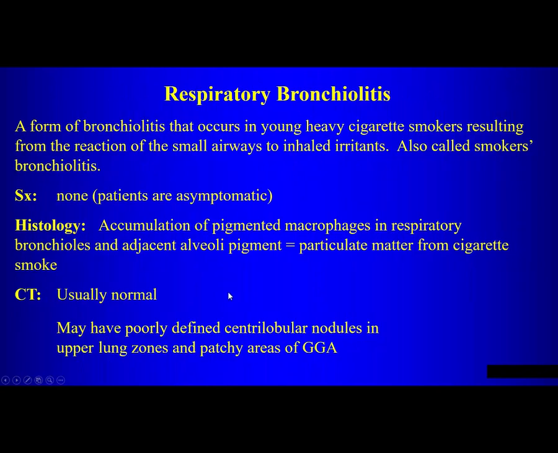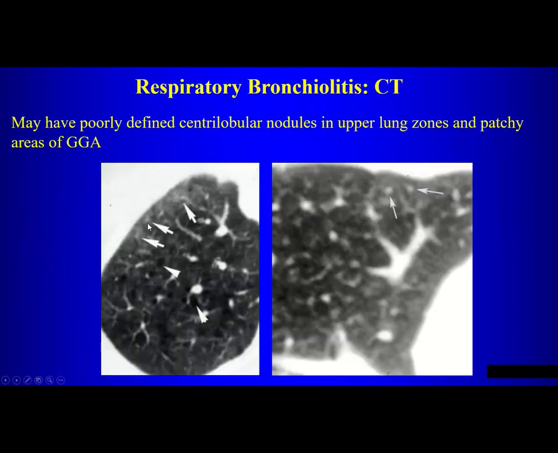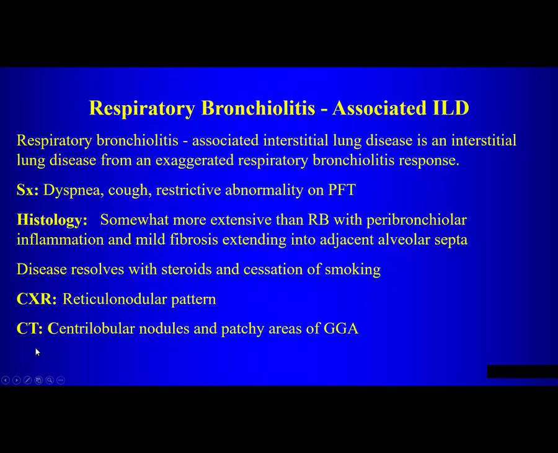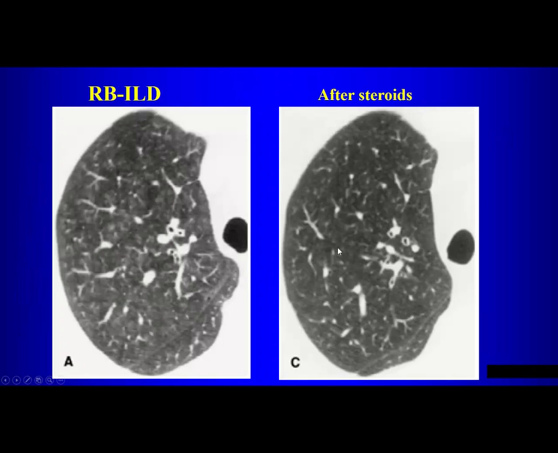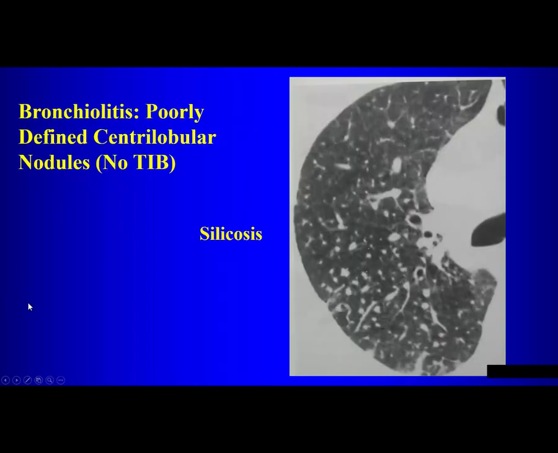Respiratory bronchiolitis, we've covered this, is associated with smoking. So these patients can also have centrilobular ground glass opacities, very subtle centrilobular ground glass, but of course smoking is the history you are looking for, and if they have symptoms, we call it respiratory bronchiolitis associated interstitial lung disease. That can get better if the patient stops smoking or is treated with steroids, as in this example here.